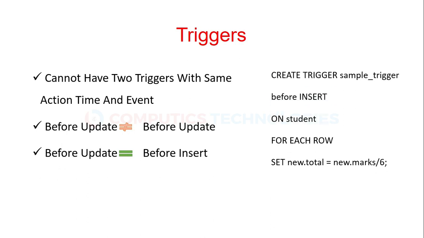Create trigger sample trigger before insert on student for each row. Set new.total equal to new.marks by 6. In this example, we are creating a trigger named sample trigger and performing an insert operation on the students table.